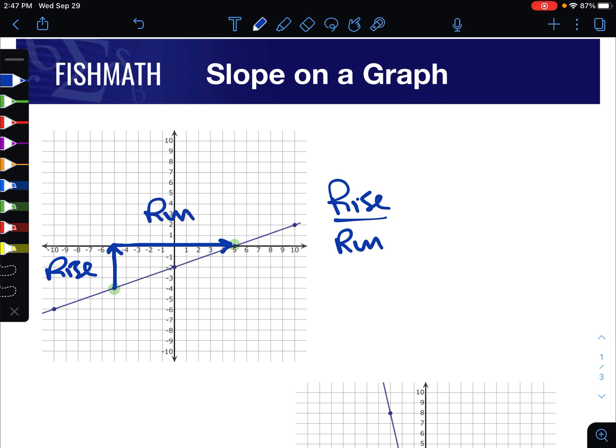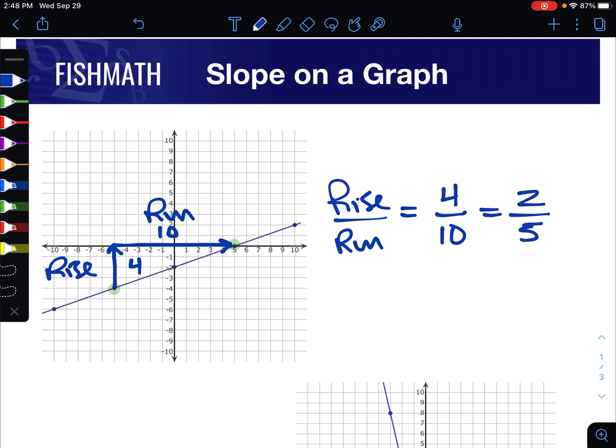So in this case, the rise would be, if you just count these boxes, 1, 2, 3, 4 boxes up, so that would be our rise. And then our run is just, again, count the boxes here, 1, 2, 3, 4, 5, 6, 7, 8, 9, 10. So 4 and 10. So for rise over run, it is the rise over the run. And we could definitely simplify this down to just 2 out of 5.